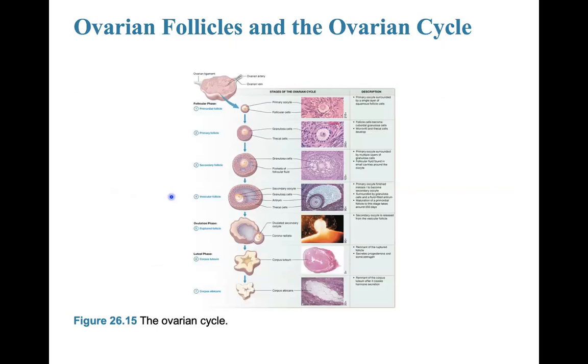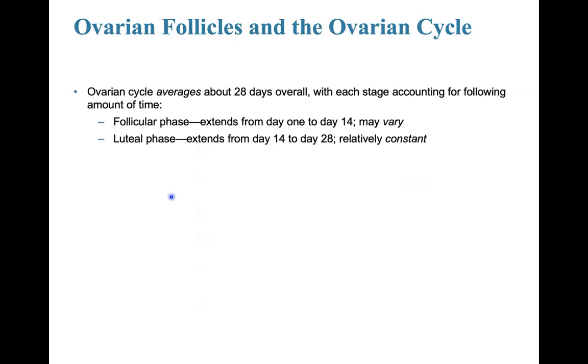And here are the full 7 stages of the ovarian cycle. So the ovarian cycle averages about 28 days overall, with each stage accounting for the following amount of time. The follicular phase, which is stages 1 through 5, extends from day 1 to day 14. The luteal phase, which is stages 6 and 7, extends from day 14 to 28. The follicular phase may vary. The luteal phase is pretty constant.